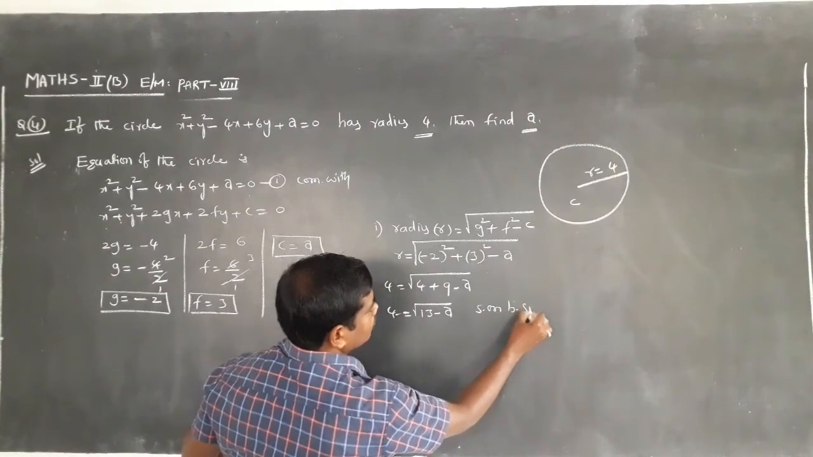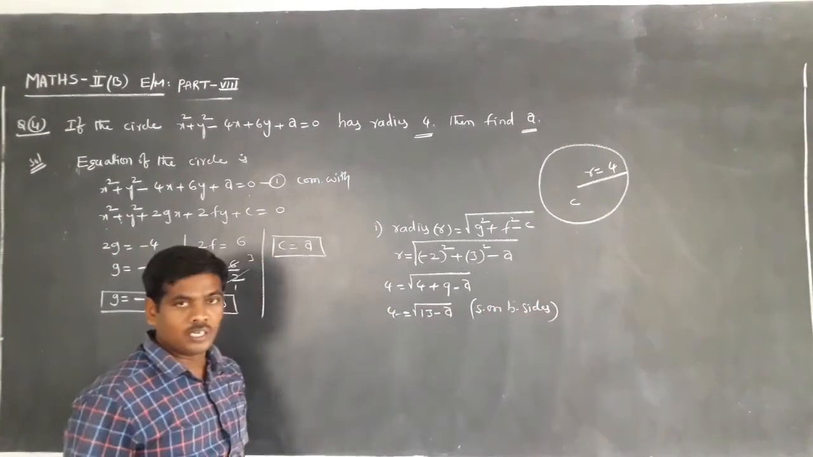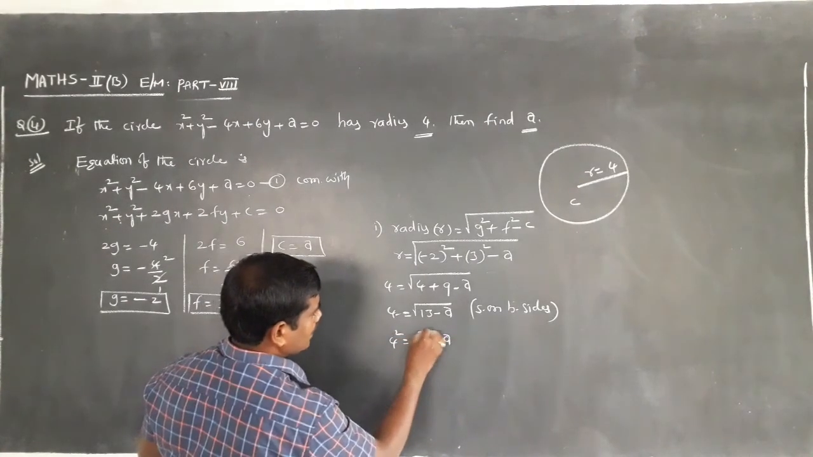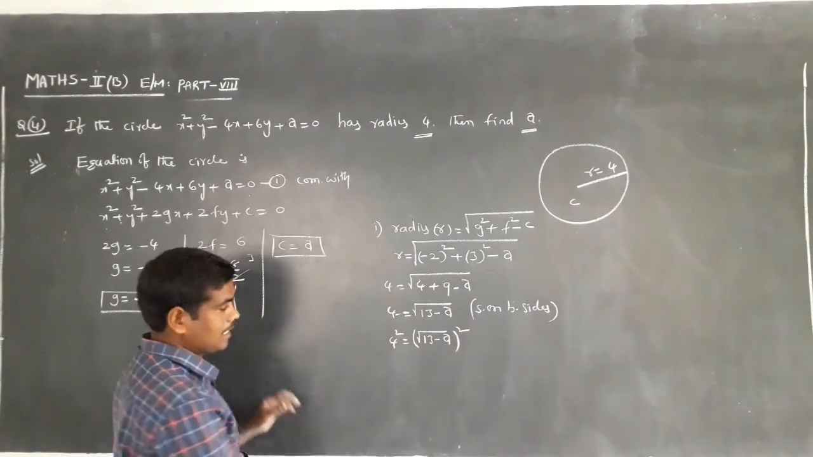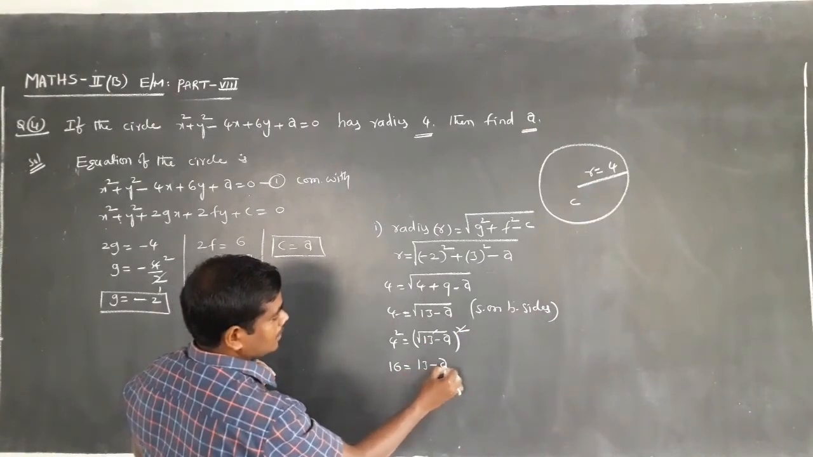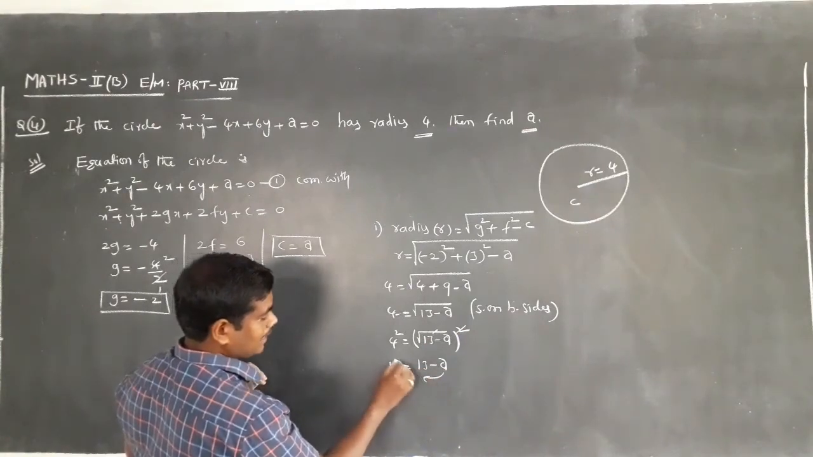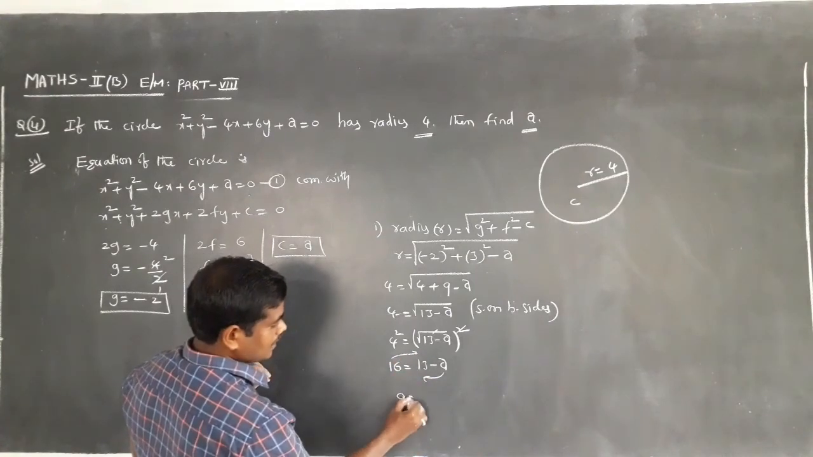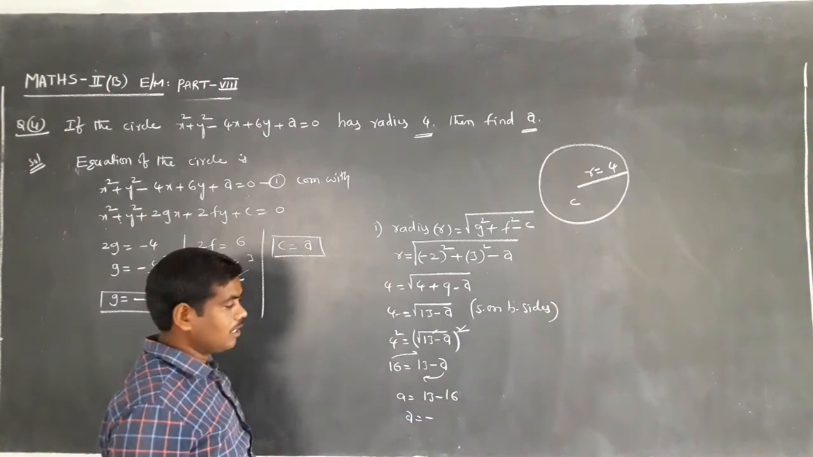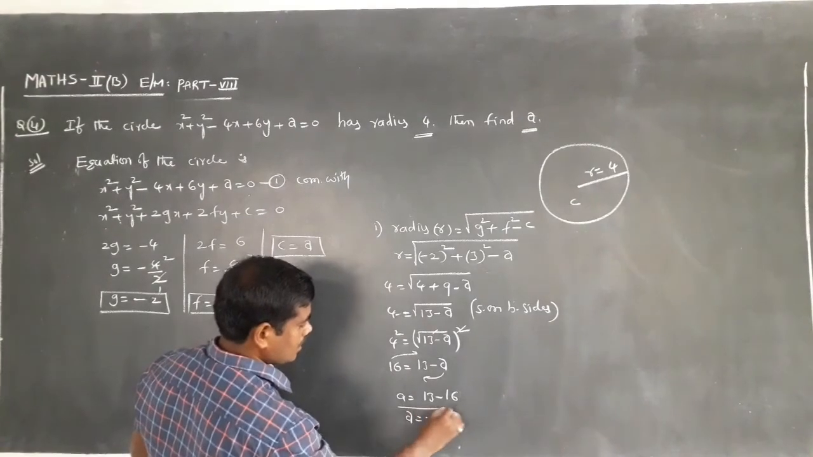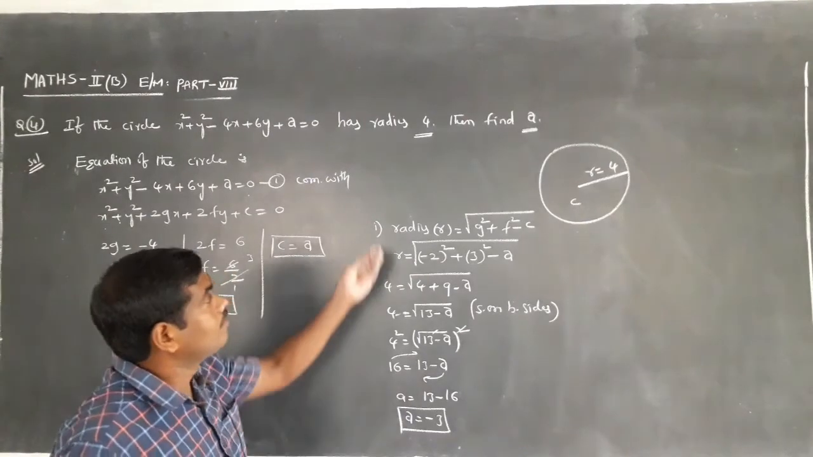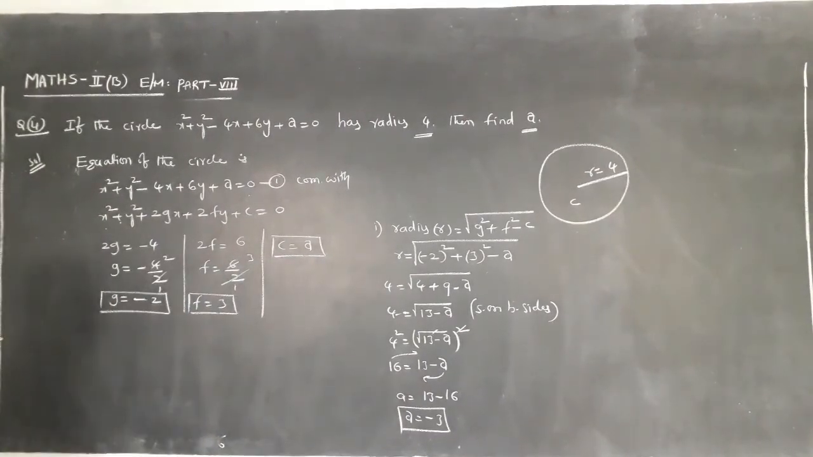Squaring on both sides, 4 square is equal to under root of 13 minus a whole square. 4 square is 16, and the square root cancels, so 16 is equal to 13 minus a. Taking minus a to the left side and 16 to the right side, a is equal to 13 minus 16, which means minus 3. So a is equal to minus 3. This is how we find the value of small a.